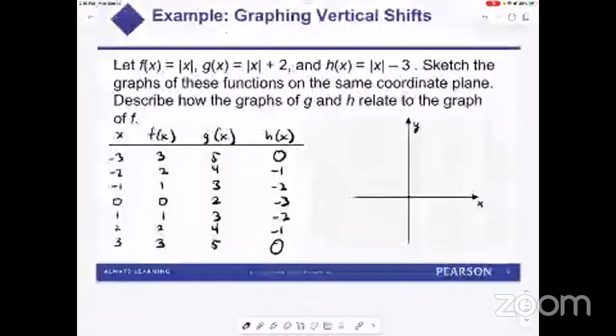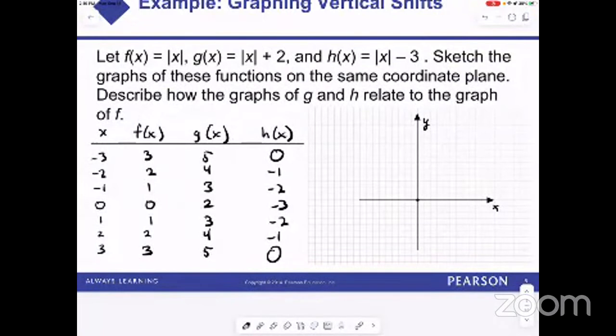The x's go from about -3 to 3, so we can go 1, 2, 3, 4. That's decent. The y's, the lowest y is about -3 and that goes up to about 5. So 1, 2, 3, 4, 5, 6. That's decent. So this is our origin, and these are negatives.